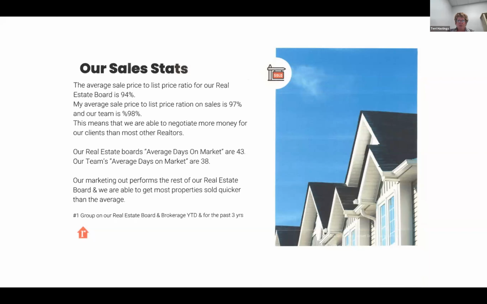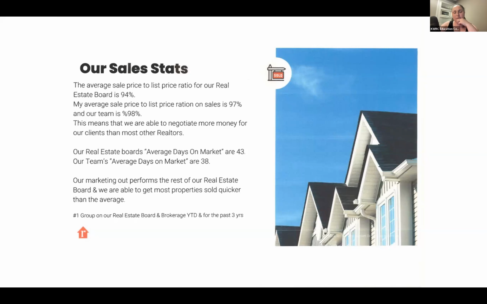So I'm very happy to report, Jen, that my average sale price to list price ratio, I know there's a spelling mistake on that, is 97%, and our team is 98%. As you can see, we're outperforming our real estate board by 3-4%, which is good for you. That means we're able to negotiate more money and put more money in your pocket, which is what you want when we list your home and sell it.